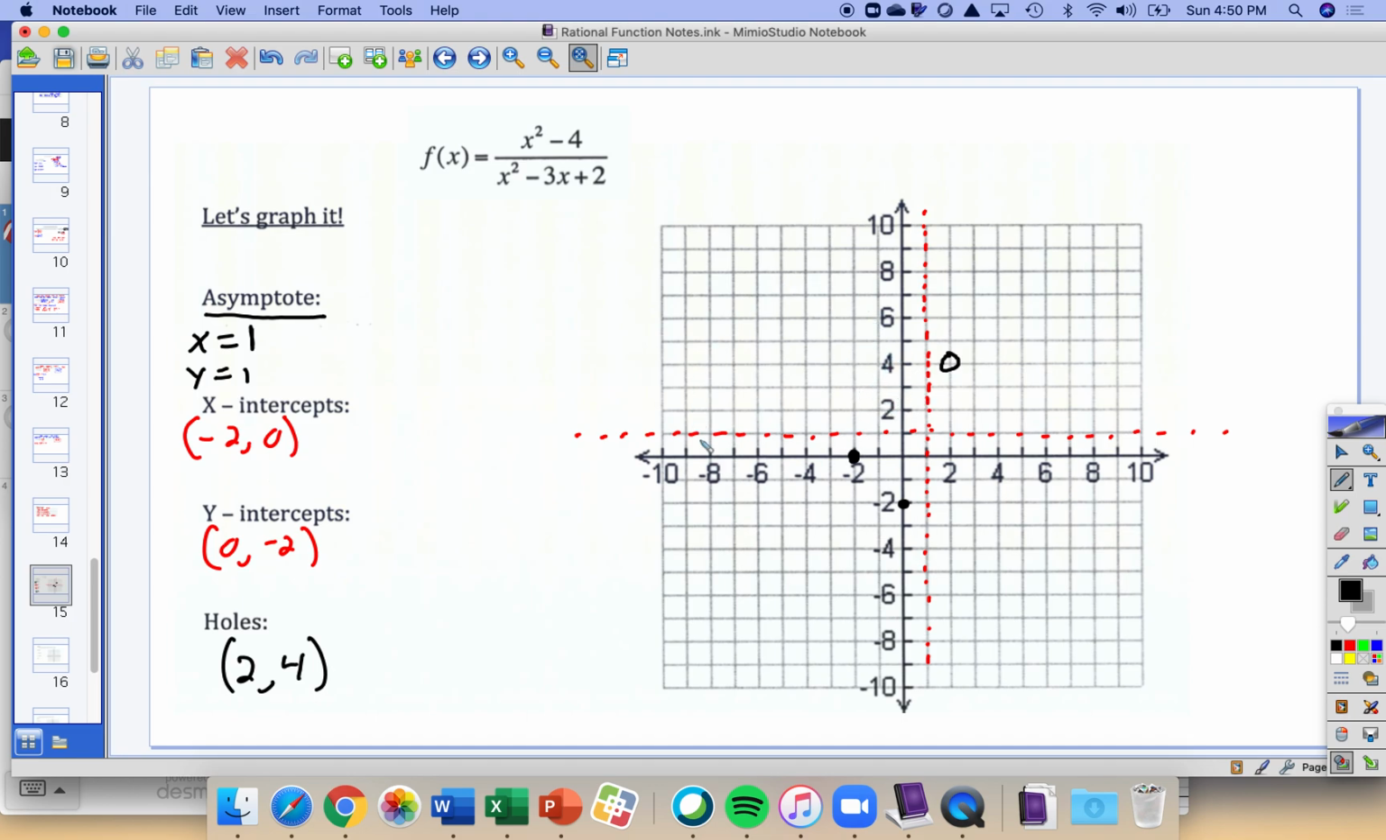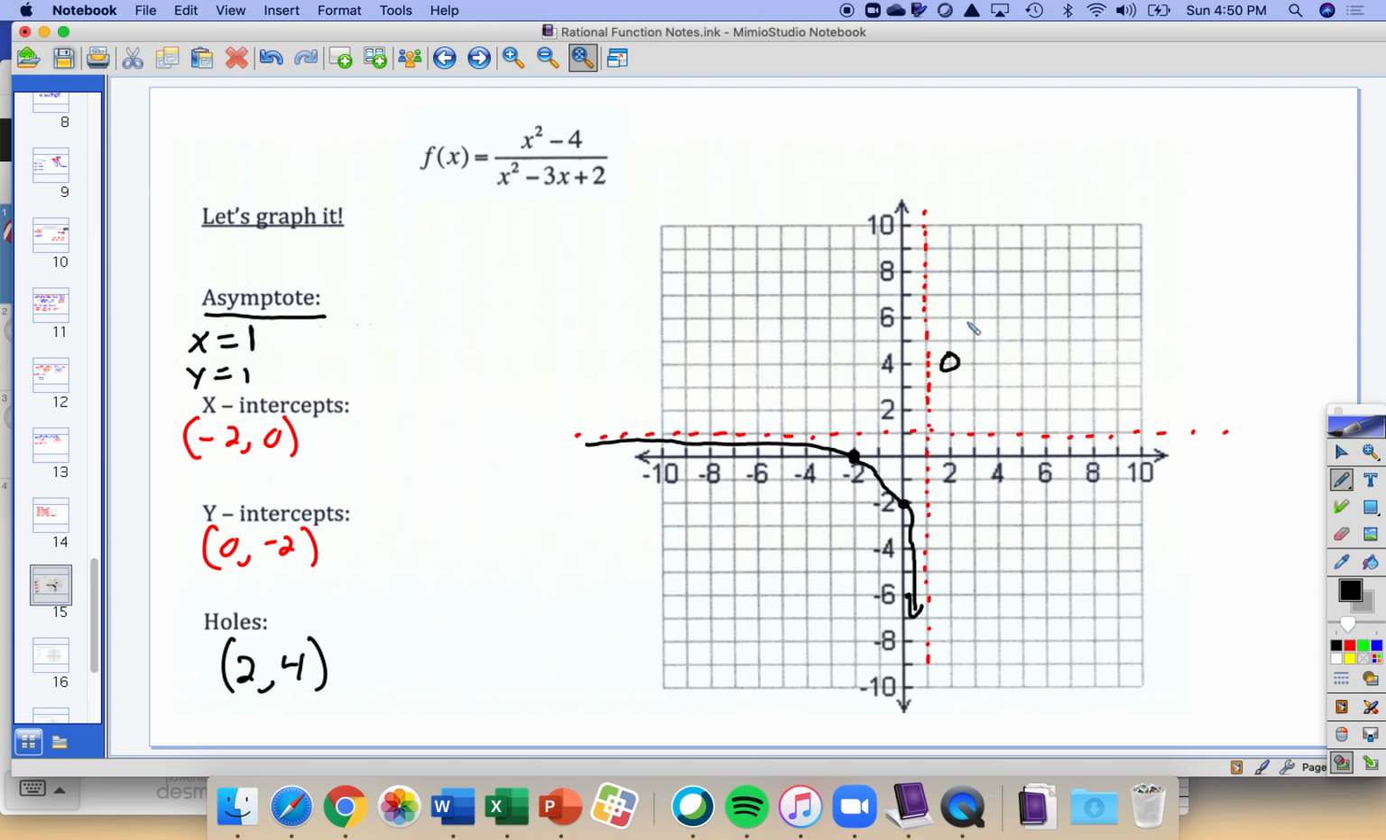Now, at this point, I don't need to find any other points for this function. Here's why. I have one vertical asymptote. I have points on both sides of the vertical asymptote. I'm now going to utilize my asymptotes to help me guide the function. I know asymptotes are lines that my function gets really close to. So my function is going to be down here, be really close to this line. And it's going to go through that point right there. It's going to go through that point right there. And then it's going to continue down and get very close to this line.